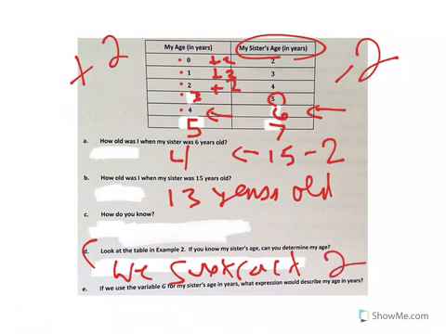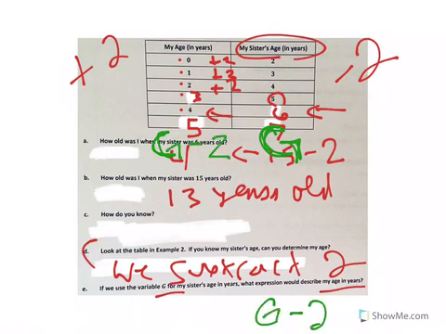Now, if we use variable g for my sister's age in years, what expression would describe my age in years? So if my sister's age is g, my age is 2 less than g, so it's got to be g minus 2. So if her age is g, my age is g minus 2.